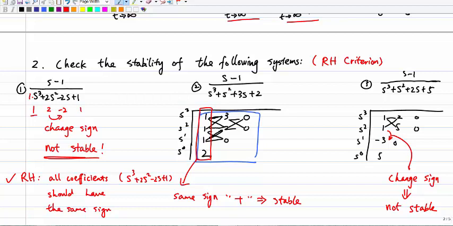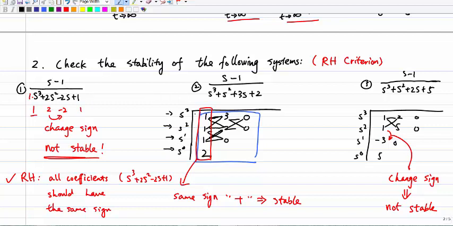For the second case, I have this one. For this one, I don't care about the numerator, basically. I just need to care about the denominator. So to calculate the Routh array, you first draw a horizontal line and a vertical line, and then you have a number of rows, basically. For each row, you start with the highest power of s, here is s to the cube. Then reduce by 1 when you move one row down. So s squared, s to the 1, s to the 0, so you basically have 4 rows, okay?